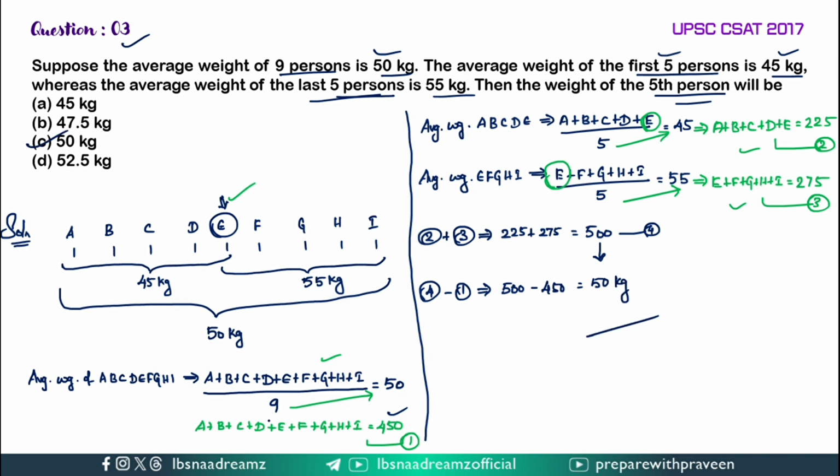See, first we are getting the total weight of all the 9 persons as 450 kg. After that, we are calculating the total weight of A, B, C, D, E and getting some value here. And then we are calculating the total weight of last 5 persons and we are getting the total value as 275. See here, E is calculated twice. So if we add equation 2 and equation 3, we will get some value, right? Then we are subtracting this value with the total weight. So like this we are getting the weight of E, that is 50 kg. Now let us check the answer. Yes, option C, that is 50 kg is the right answer.